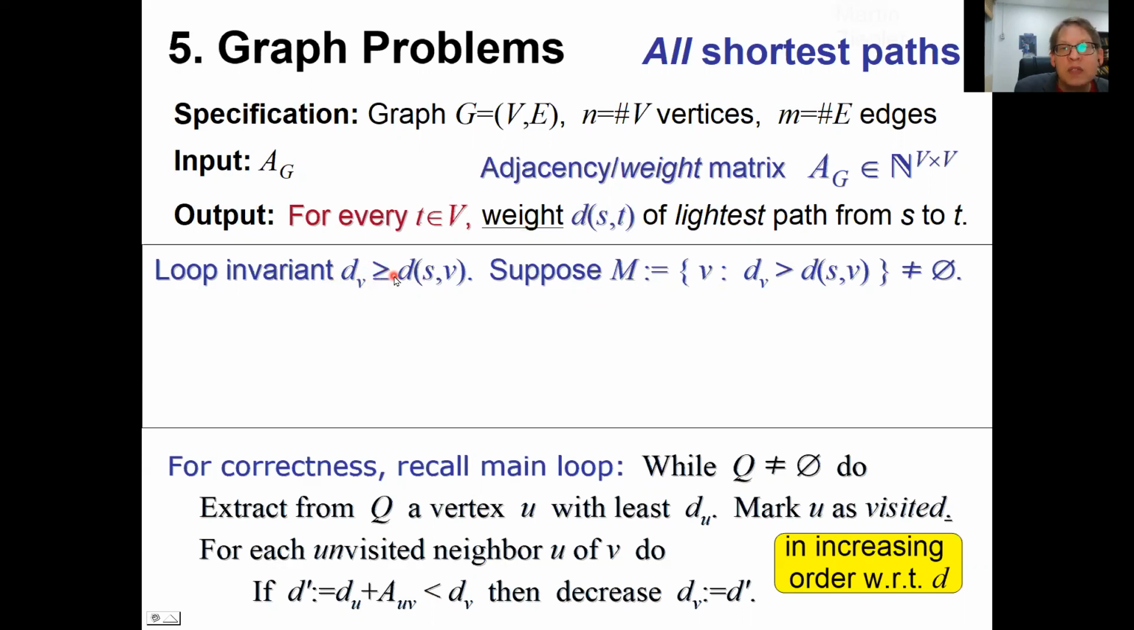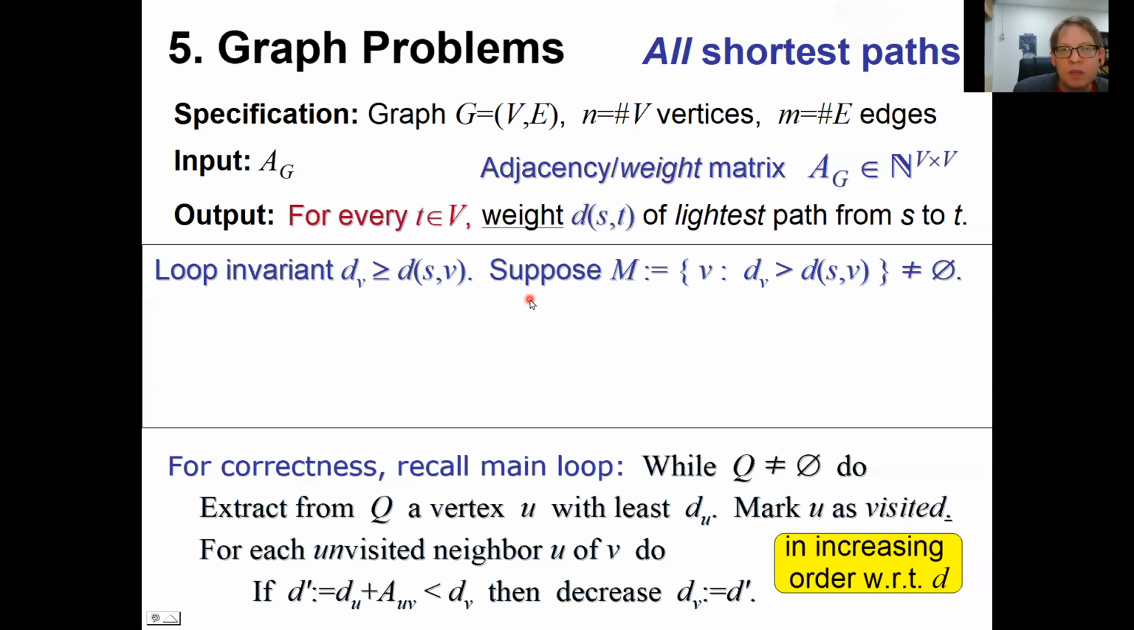What we want to prove is that after the execution of the algorithm, this will become an equality. That's the claim. Let me emphasize that again: initially and throughout the execution of the algorithm, this inequality is and remains true, but the crucial claim is that after the execution, this inequality, greater or equal, will have become an equality. And we're going to prove that by contradiction.